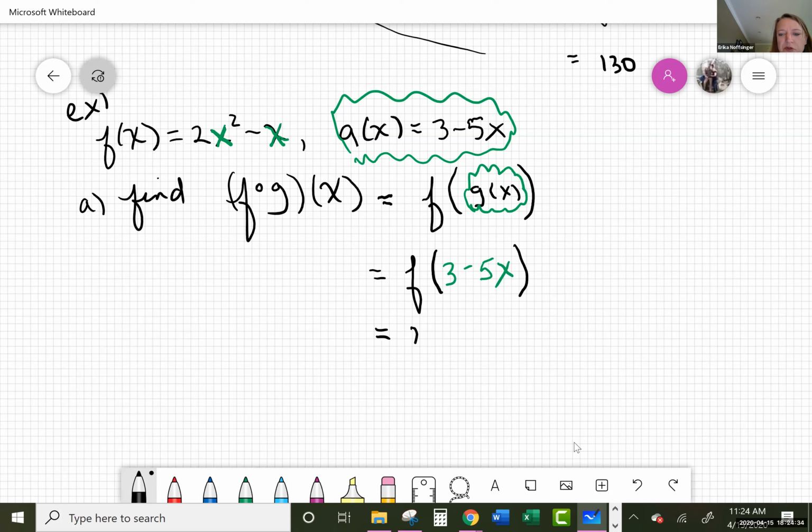So let's just go through and put parentheses where x is. So I have 2, I see x, I'm going to put a parentheses there and enough room to write that whole expression. Quantity squared minus, I see an x there, so I'm going to put parentheses so I can go back and replace x with that whole expression. So this is 2 times 3 minus 5x quantity squared minus parentheses 3 minus 5x.